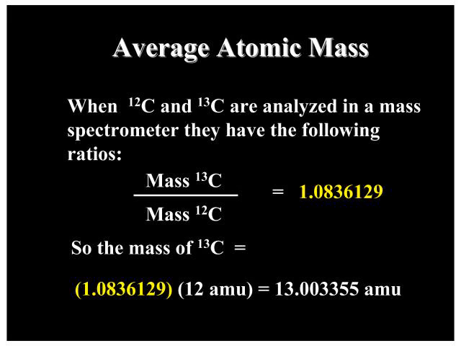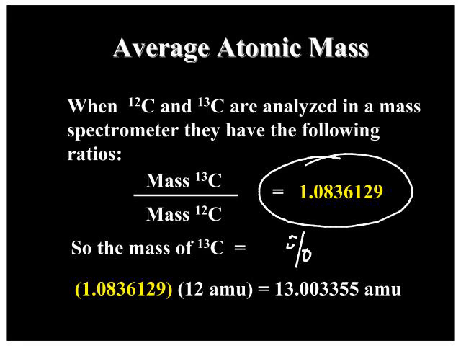The average atomic mass is calculated from isotopic values and their percents. We'll work through some calculations and we'll talk about how the mass spectrophotometer gives us this information.